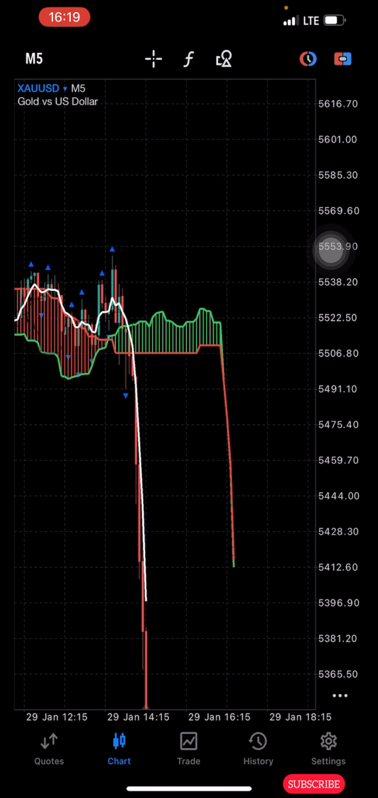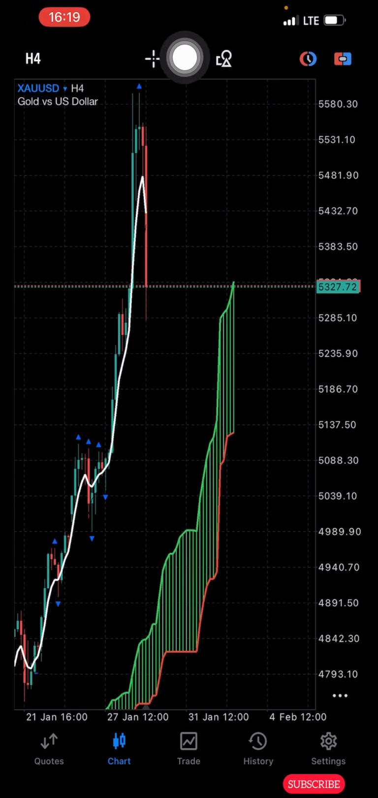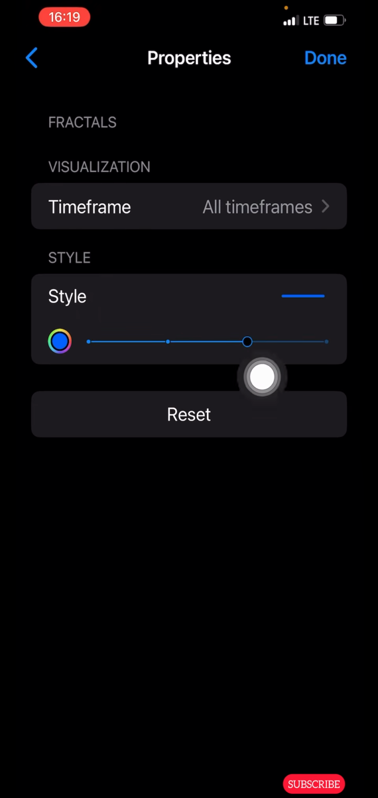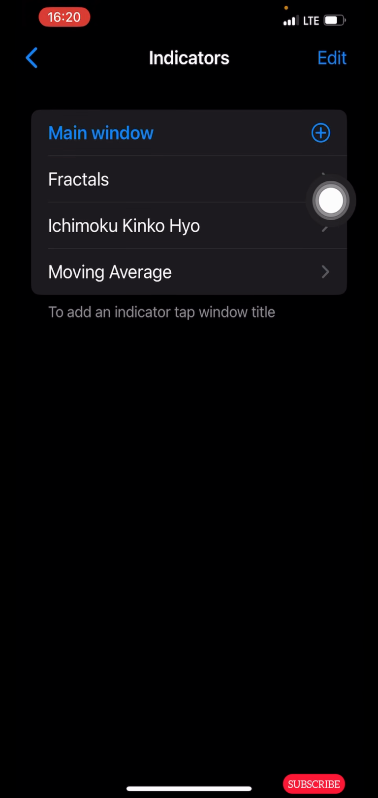All right, so now for the setup, you click on this F icon here. After clicking on that, you search for the fractal, which is our first indicator. You click on the main window plus icon, you search for your fractals. For the fractal, you can use the default setting, or you make the color blue, 3 pixel, and then you click on done. Then next, we have the Ichimoku.